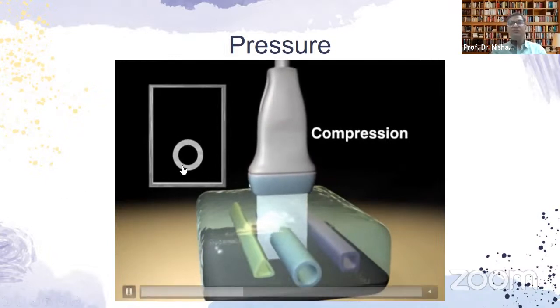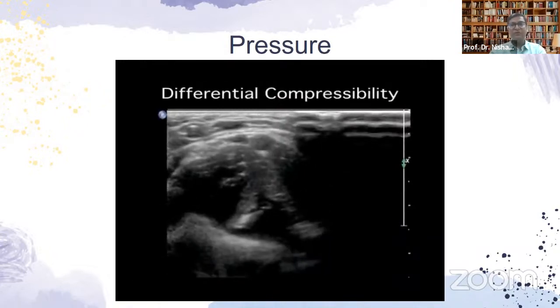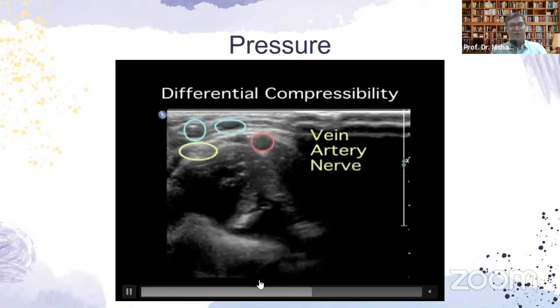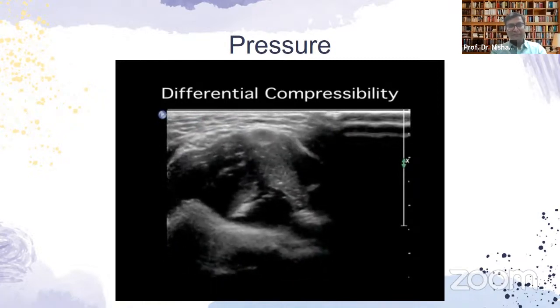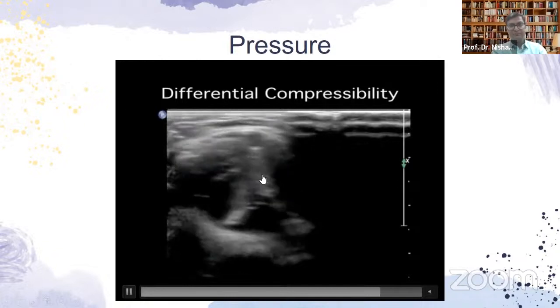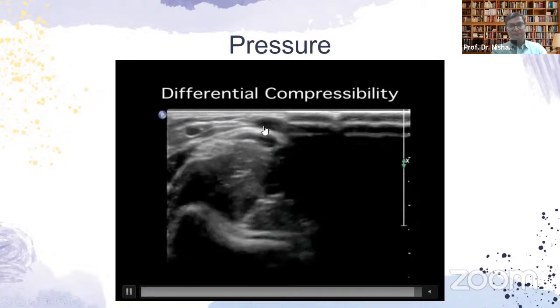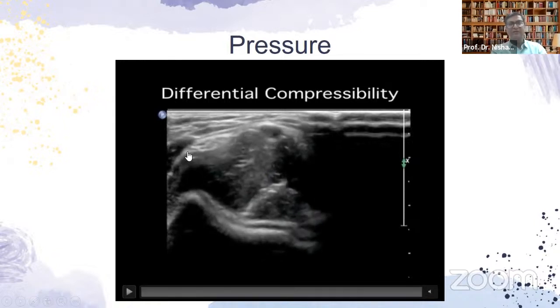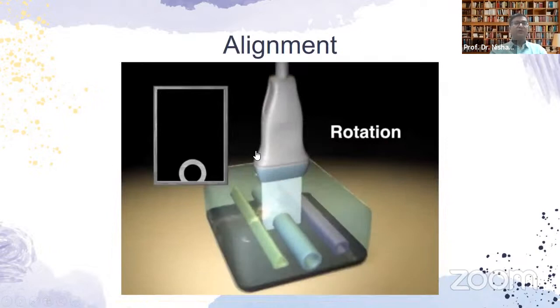Now, this is very useful when you're differentiating between an artery and a vein because of their differential compressibility. Vein, artery, nerve, we know this, right? You can see the throbbing here, and you can see the vein being compressed by pressure, whereas the nerve remains unchanged, right?